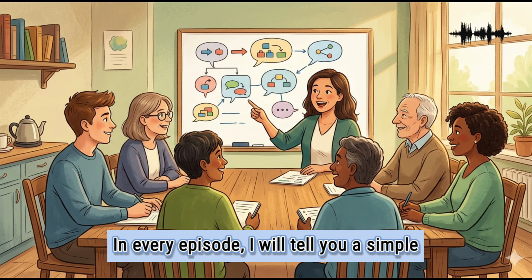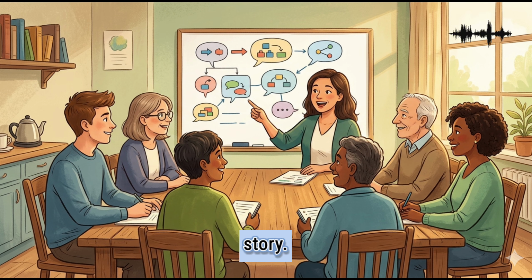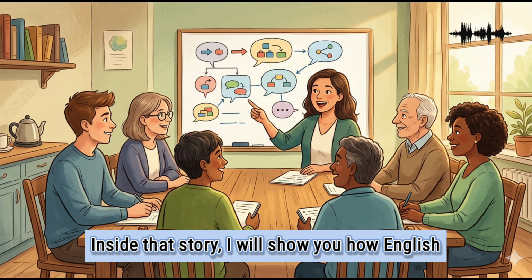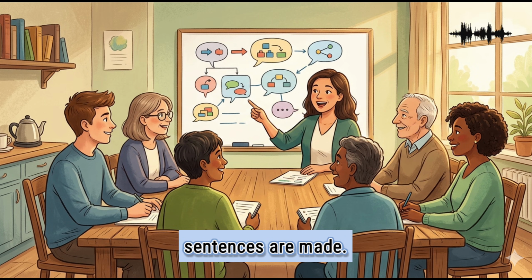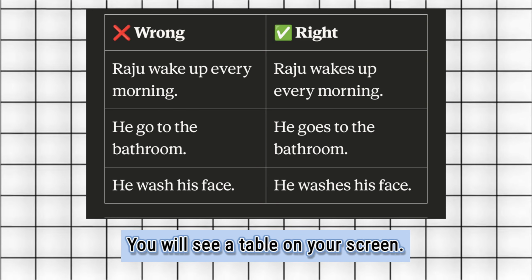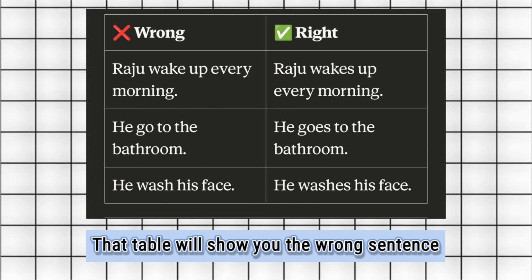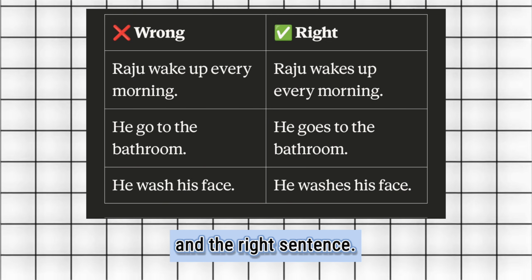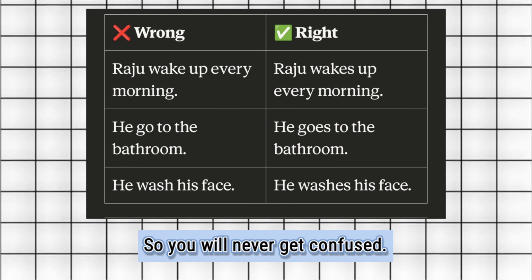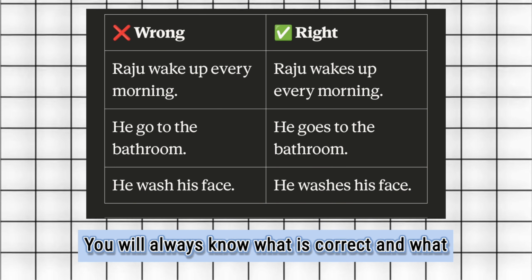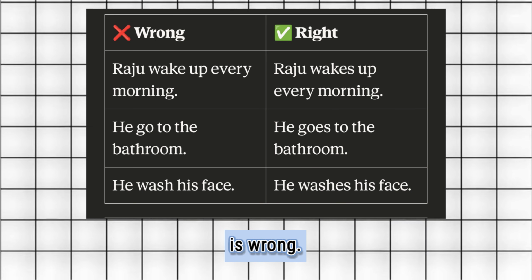In every episode, I will tell you a simple story. Inside that story, I will show you how English sentences are made. You will see a table on your screen. That table will show you the wrong sentence and the right sentence. So you will never get confused. You will always know what is correct and what is wrong.